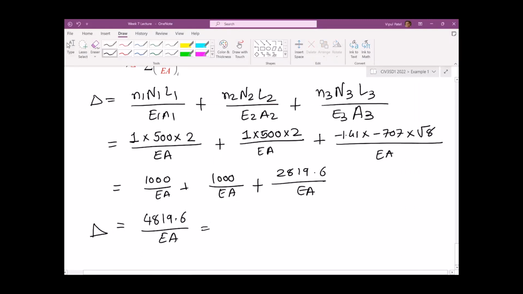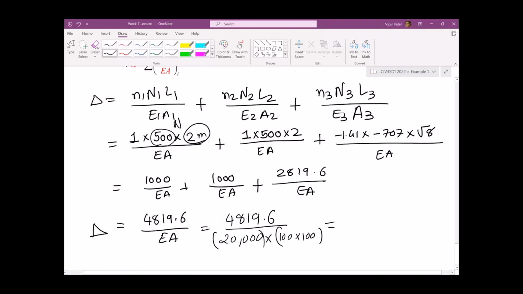I think this is 4819.6, and that is in meters. So Young modulus, we put 20,000, and the area would be 100 times 100. By the way, this is all in millimeters. Let's work it out, and we're going to change it, because do you remember that we put this length in meters, and this is in newtons. So Newton is fine, but meters would not be fine.